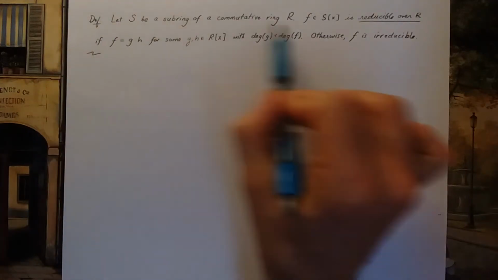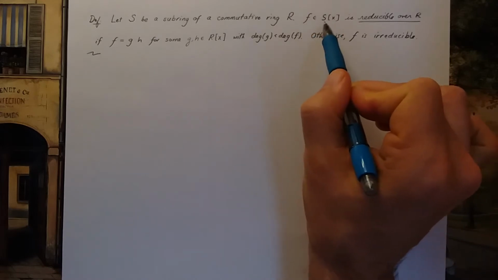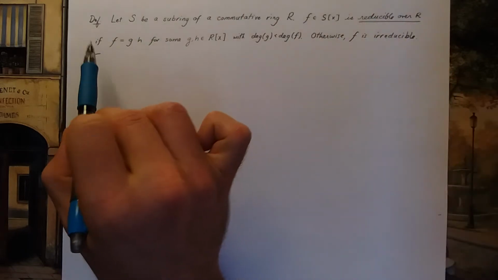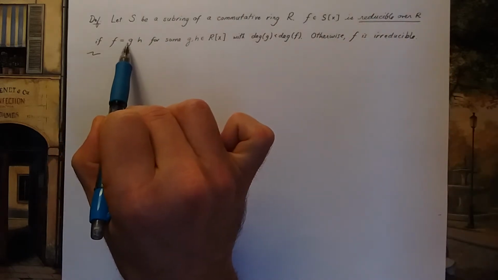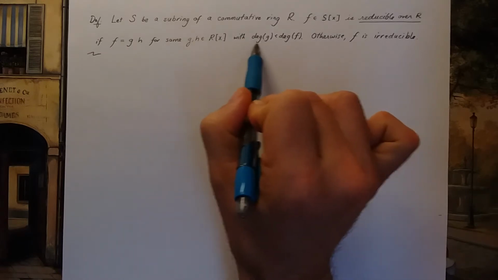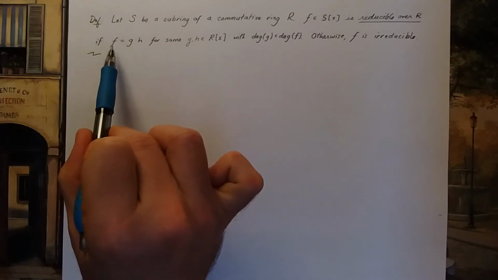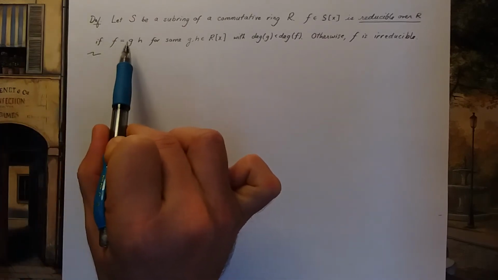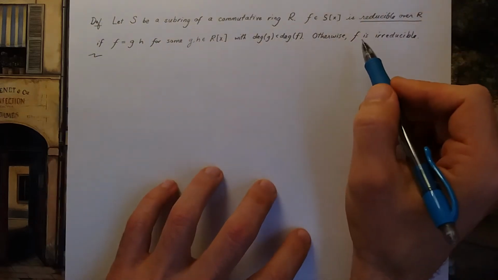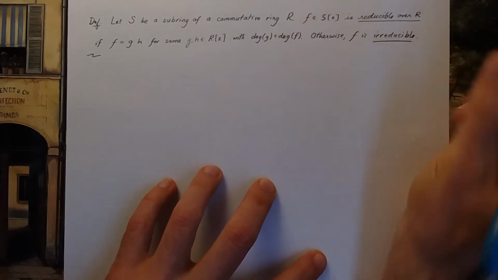So let S be a subring of a commutative ring R. A polynomial f with coefficients in S is said to be reducible over R if f can be written as the product of two polynomials g and h in R, where the degree of g is less than the degree of f. So in other words, f can be factored into two smaller terms. And if this is not possible, if f cannot be factored into two smaller terms, then f is irreducible.